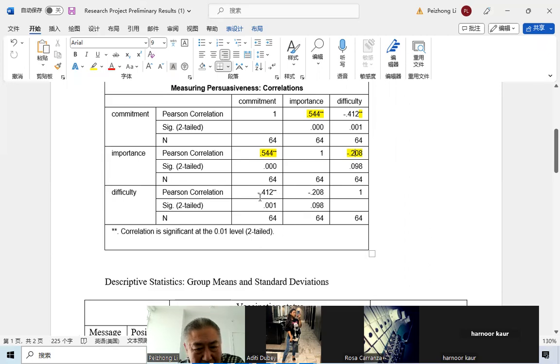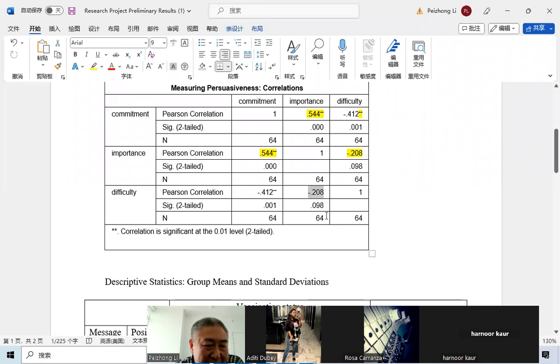And here we covered everything. The difficulty has a negative correlation with commitment. These two numbers are the same. Negative 0.412, negative 0.412, same measures. So overall it's good, but the difficulty seems to have a weaker correlation with importance.